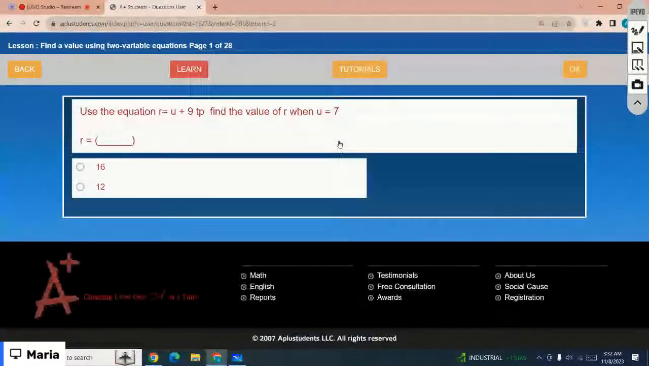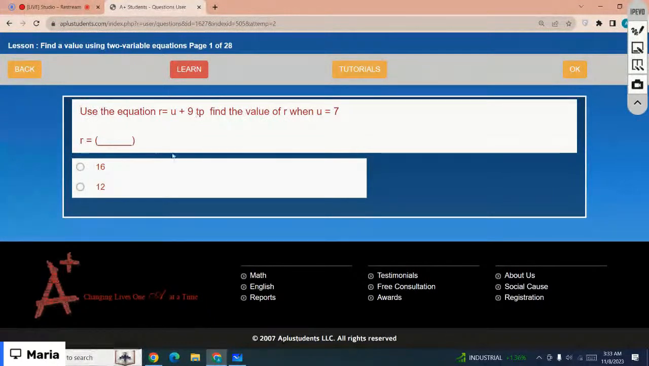Use the equation r equals u plus 9 to find the value of r when u equals 7. So you need to replace u with 7 and evaluate. You will find the value of r. So r equals 7 plus 9 equals 16. The correct option is 16.